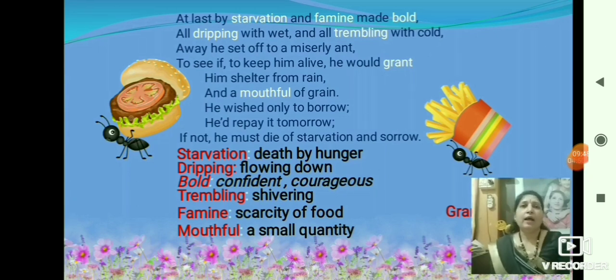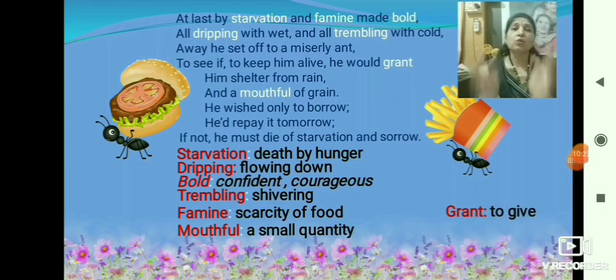Next slide. Listen. At last, by starvation and famine made bold, all dripping with wet and all trembling with cold, away he set off to a miserly ant to see if, to keep him alive, he would grant him shelter from rain and a mouthful of grain. He wished only to borrow, he would repay it tomorrow. If not, he must die of starvation, and so nothing he found on a snow-covered ground. Now what will he do?